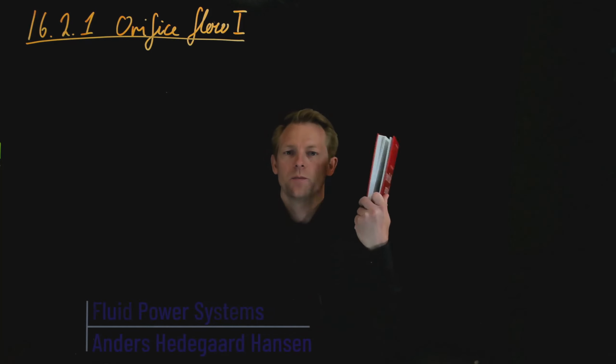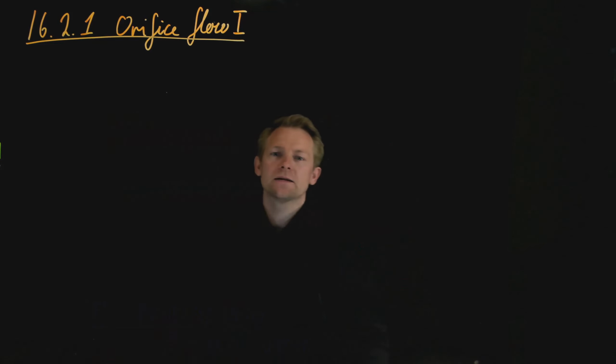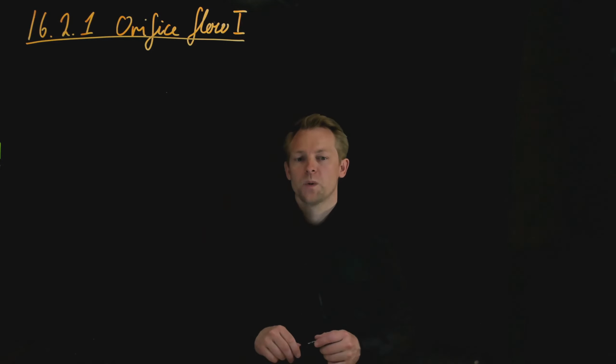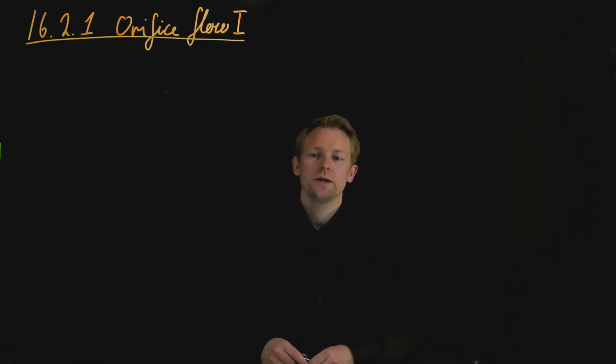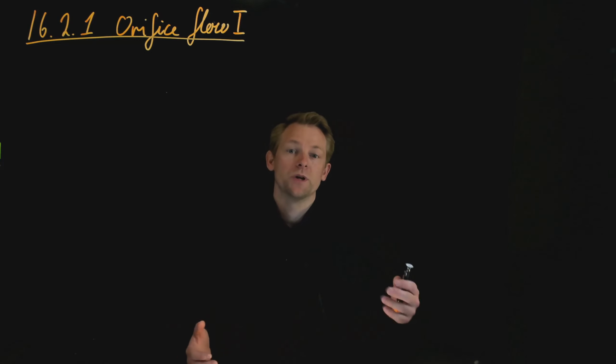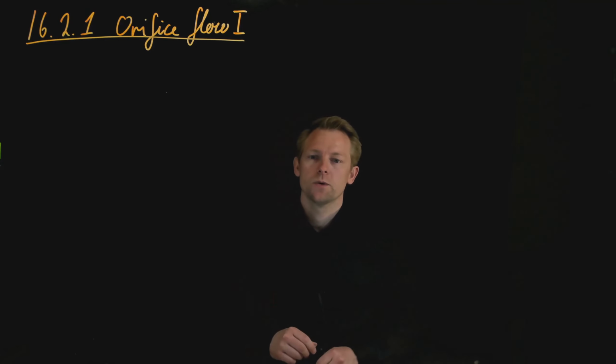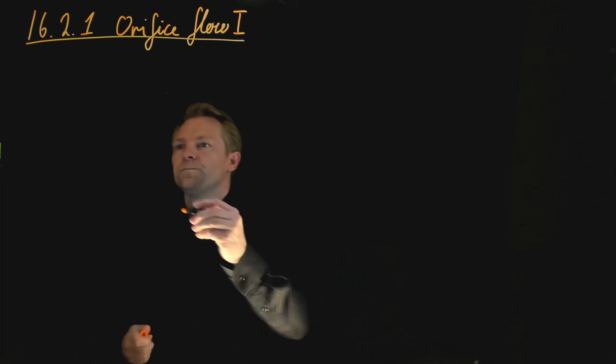Today we'll look at one of the exercises from the book Fluid Power Systems. The exercise that we'll look at today is 16:1, orifice flow 1. So we'll have a look at how we can calculate it and what we can see from this exercise. So let's start, as we want to do with more or less all the exercises, by making a drawing so that we have a feeling of what it is that we are working with.